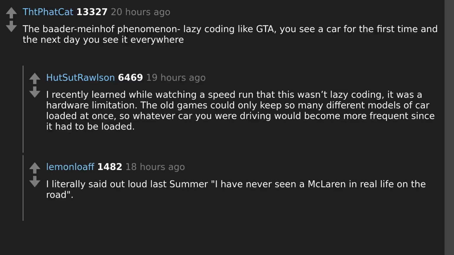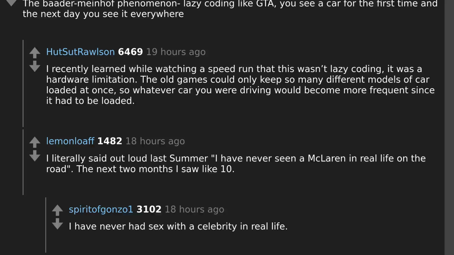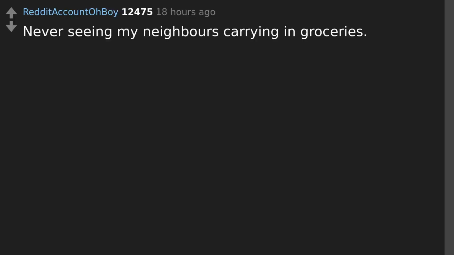I literally said out loud last summer, I have never seen a McLaren in real life on the road. The next 2 months I saw like 10. I have never had sex with a celebrity in real life. Okay, wish me luck guys. Never seeing my neighbors carrying in groceries.